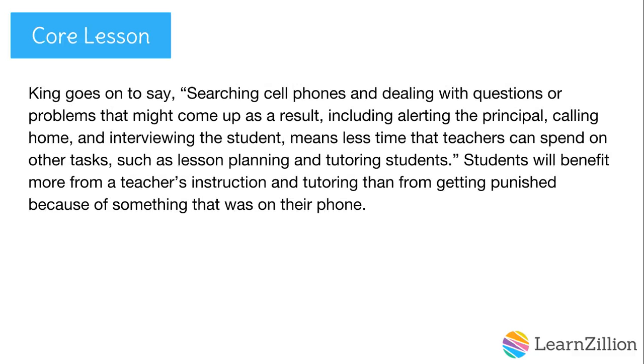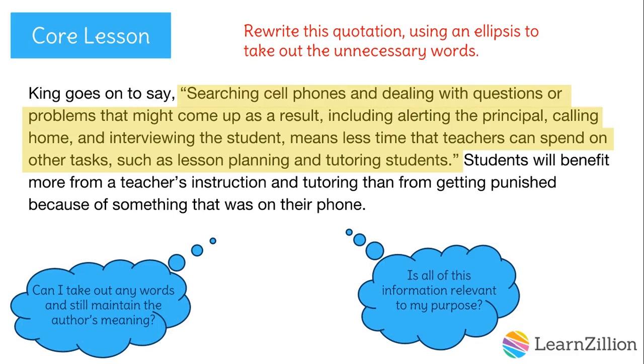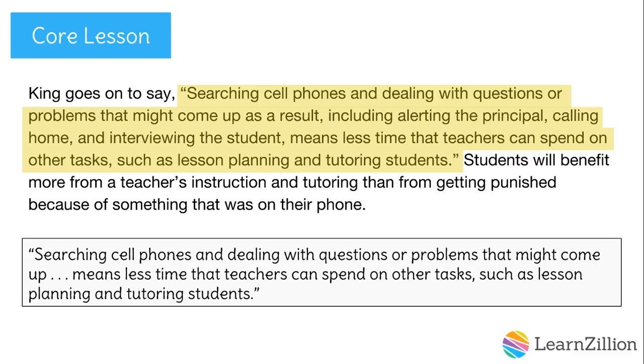Now let's look at our third quotation. This time, give it a try on your own. Keeping in mind the questions that we've been asking ourselves, use an ellipsis to take out unnecessary words from this quotation. Press pause while you work and play when you finish. I wrote my new quotation like this. You might have written yours a little differently, and that's okay. Notice that, again, I made sure to keep the speaker's meaning the same, and I also wrote it so that the sentence still flows together as a complete thought.